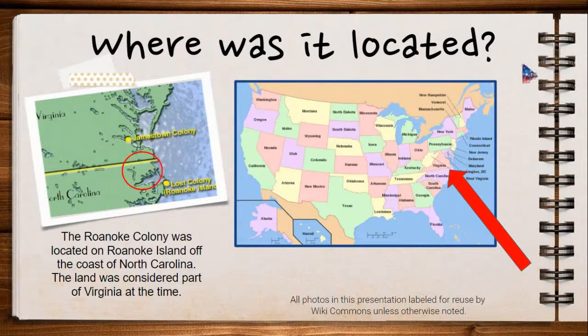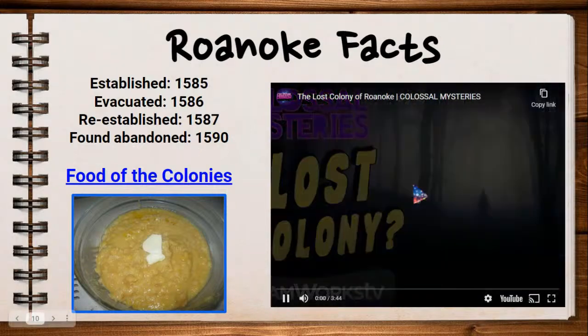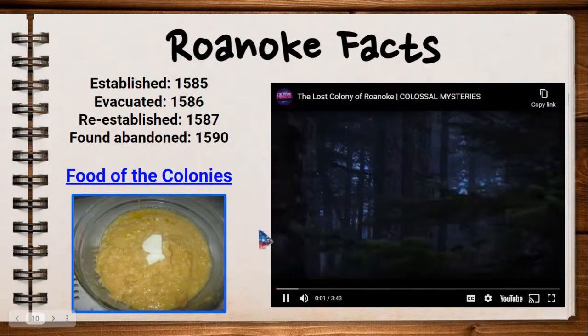Now, here's the thing about Roanoke. It was established in 1585, like I just said. But it was evacuated, and they don't quite know why it was evacuated, okay? We just don't know. Well, we do know why it was evacuated at that time, but then it was reestablished, but then it was abandoned. Abandoned is what we don't know. We don't really know why it was abandoned. I have another little video here. I'm just going to play just a little bit.